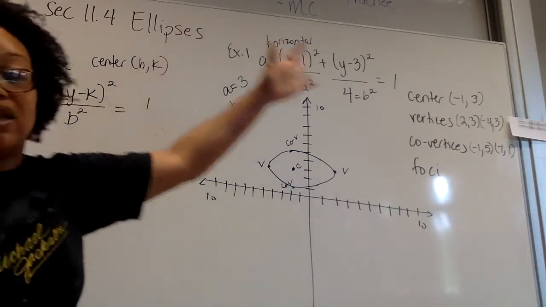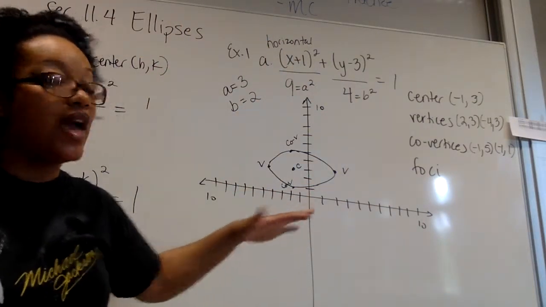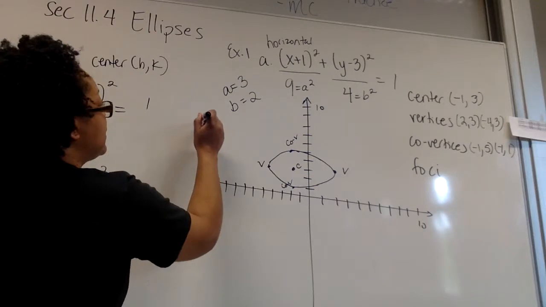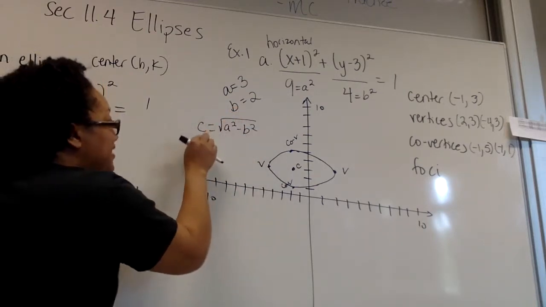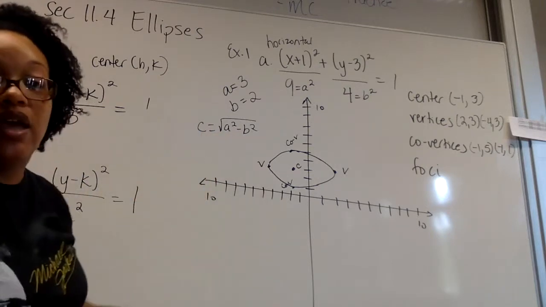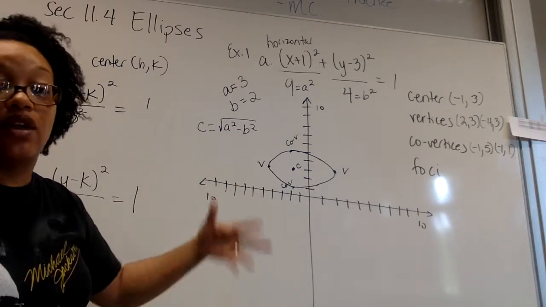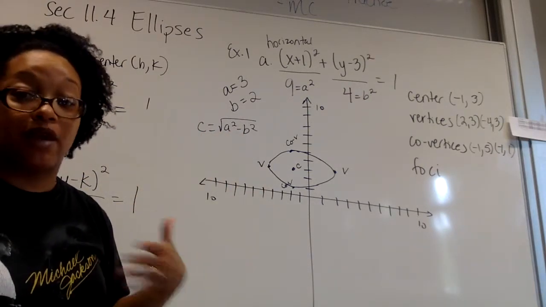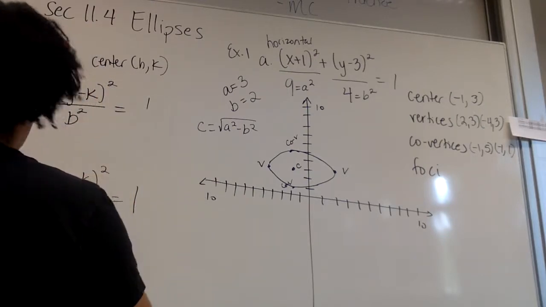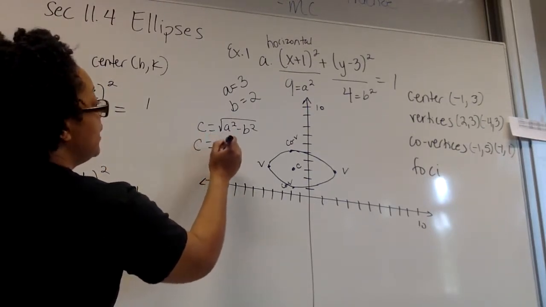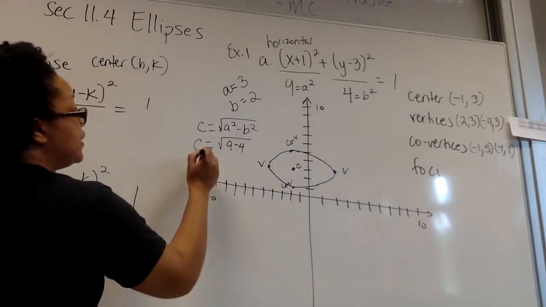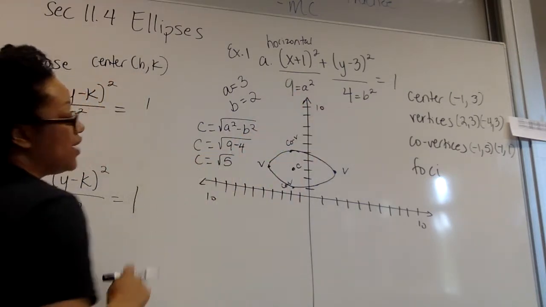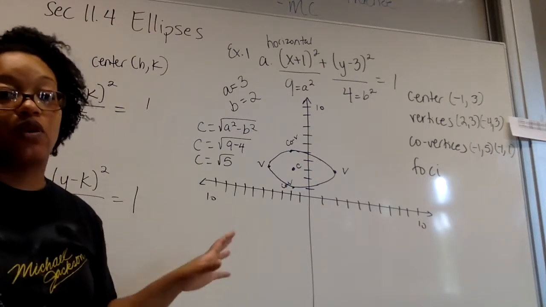We don't have a C anywhere in here. But you've got to remember that I told you that C is the square root of A squared minus B squared. That distance is the square root of A squared minus B squared. So let's just plug and chug, all right? Your C is going to be 9 minus 4. Just the numbers that you got here. C is equal to the square root of 5.